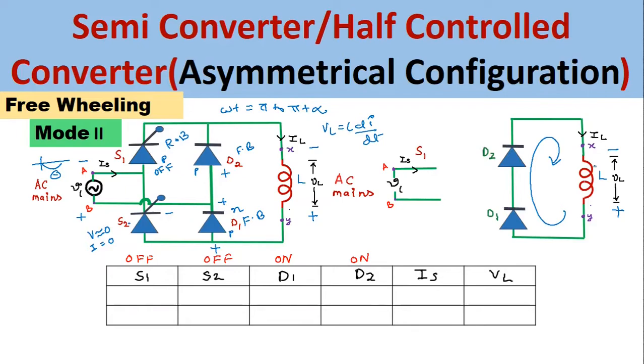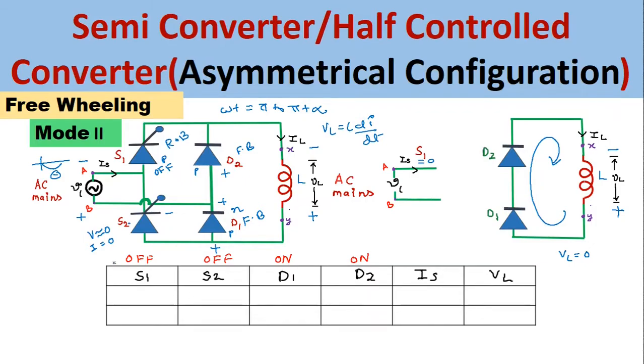That means this inductor will maintain the current in the same direction as before, as we have seen in mode number 1. So this is the load current, but here the diodes D1 and D2 are forward biased, that means they will act as a short circuit, therefore the short will come across the load, and the load voltage will be 0 in this case. Since the input AC mains is disconnected from this load circuit, the source current will be 0 in this condition. So in this diagram we can see that the load current is circulating inside this loop in the form of a wheel, therefore we can say that this process is called freewheeling.